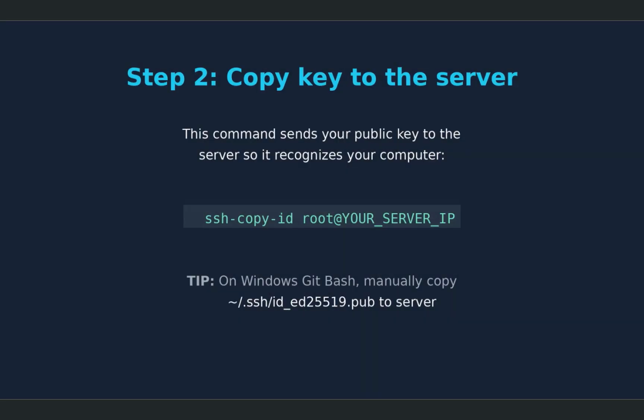Step 2. Copy your key to the server. This command sends your public key to the server so it recognizes your computer. ssh-copy-id root@your-server-IP. On Windows with Git Bash, if ssh-copy-id doesn't work, you can manually copy the contents of ~/.ssh/id_ed25519.pub and paste it into authorized_keys on your server.